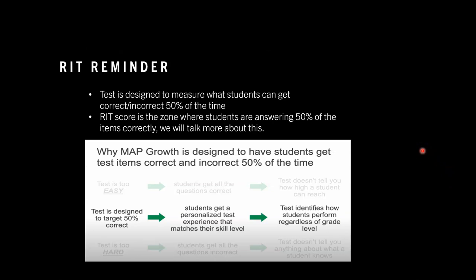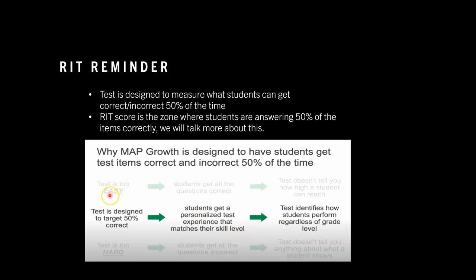Please remember that the RIT score is the area where the student is answering test items correct and incorrect around 50% of the time. The RIT score is the zone where it's kind of their optimal learning. So items that they've mastered, 50%, and then items that they're ready to learn with some scaffolding and some support, about 50%. The reason we do this, why the test is designed to target 50% correct, is the students get a personalized experience that matches their skill level, and the test identifies how students perform regardless of grade level.